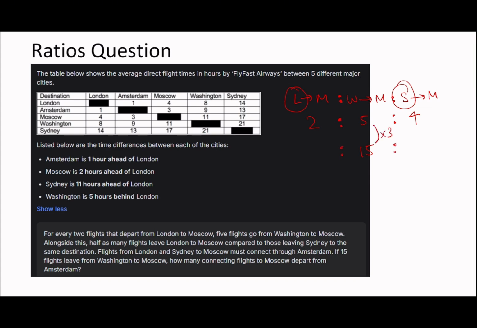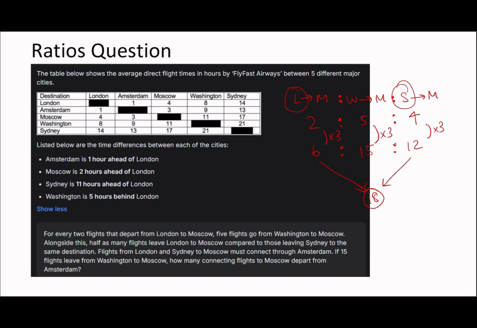So this question is easier than what it looks. Once again, let's figure out what the scaling up is here. Multiply by 3. So we'll multiply this by 3 and we'll get 12, and we'll multiply this by 3 and we'll get 6. So in total, these are the ones that depart from Amsterdam.